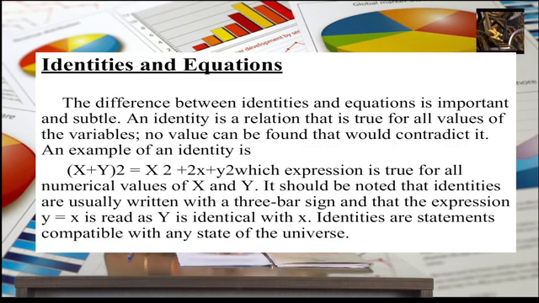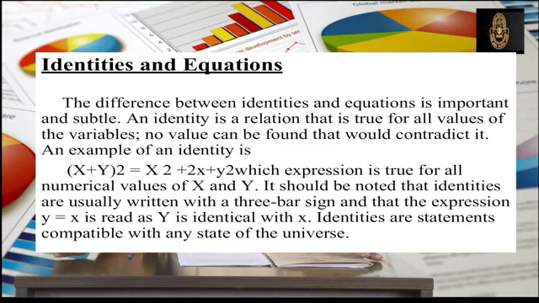An example of an identity is (x + y)^2, which is equal to x^2 + 2xy + y^2, an expression that is true for all numerical values of x and y. It should be noted that identities are usually written with a 3-bar sign, and that the expression y ≡ x is read as y is identical with x. Identities are statements compatible with any state of the universe.